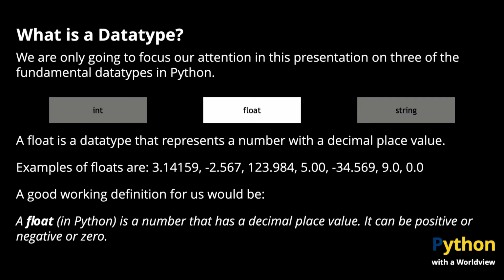A float is a data type that represents a number with a decimal place value. Examples of floats are 3.14159, -2.567, 123.984, 5.00, -34.569, 9.0, and even 0.0. A good working definition for us would be a float in Python is a number that has a decimal place value. It can be positive or negative or 0.